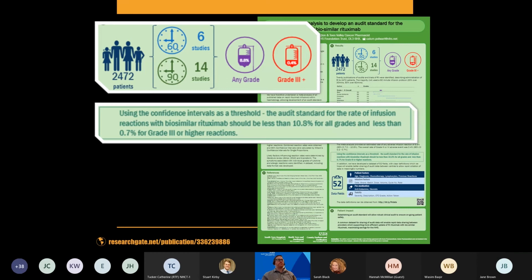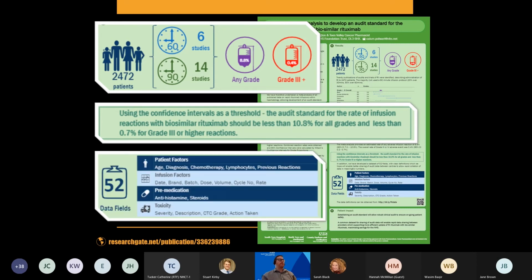We took the confidence intervals around those estimates and said, well, actually, if we're using biosimilar rituximab, we should hope for a reaction rate less than the upper limit of the confidence intervals. So 10.8% and 0.7% were set as our audit standards. And in a collaboration of discussion with other people, we effectively brainstormed the factors that we thought were likely to be contributing factors. There was a bit of literature review sucked into that, and we came up with 52 data fields that we wanted to gather data on.